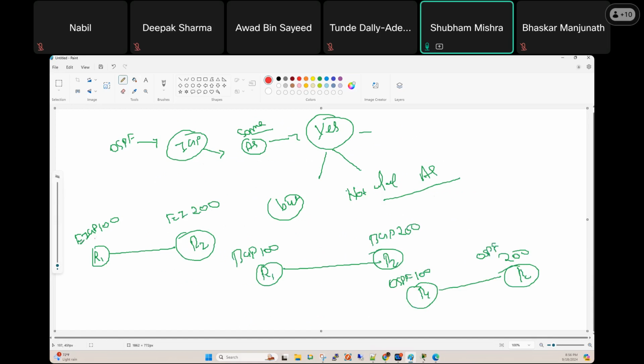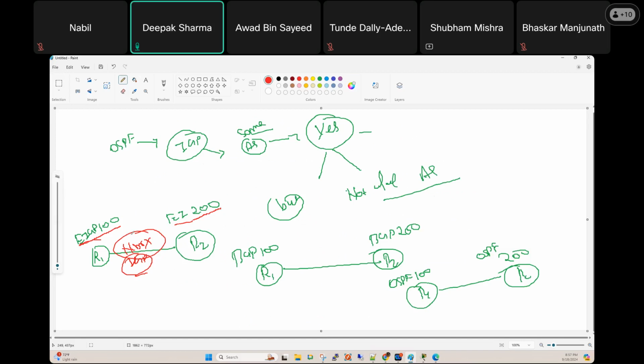First of all, tell me one thing. Is EIGRP an IGP protocol or an EGP protocol? IGP. On R1 I configure AS number 100, and on R2 I configure AS number 200. If you configure different AS numbers on two routers and you are using an IGP protocol, both routers will never become neighbors.